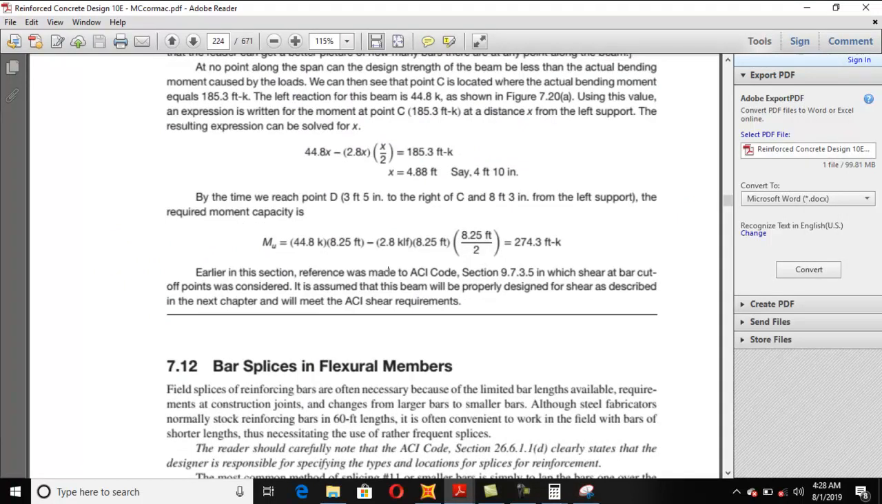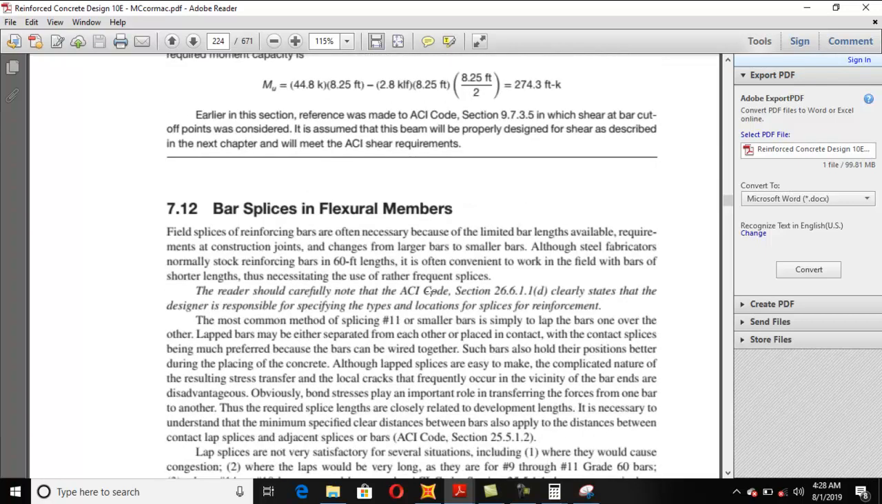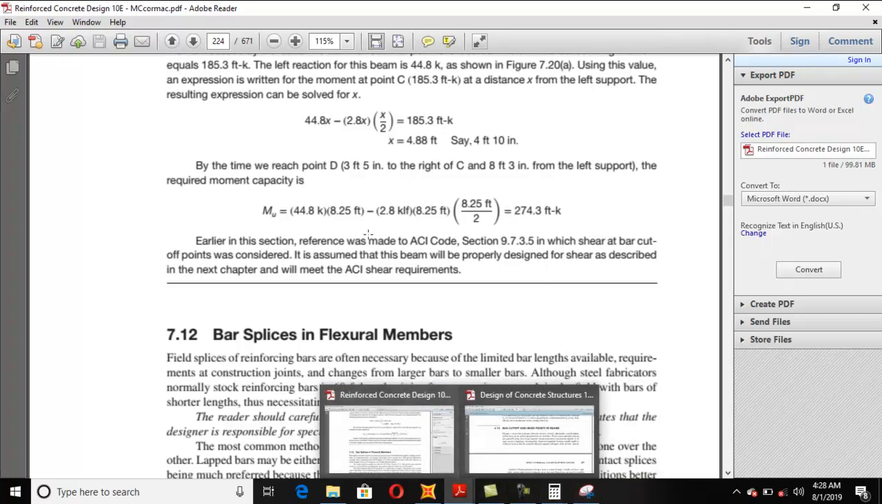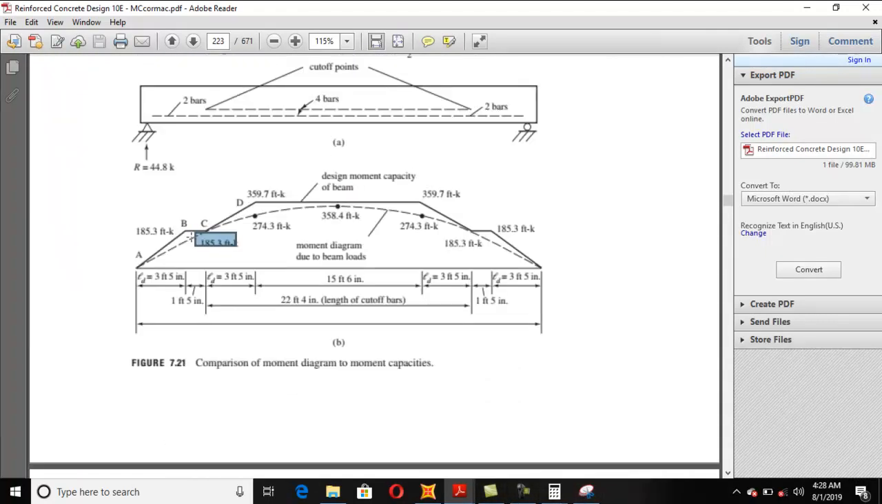And similarly, they also did by the time we reach point D, 3 feet 5 inch from C to D. This is also necessary. This means that if you start from C to D, you must cover LD distance. So at a distance LD, you will get this value. Clear? I already mentioned it to you.